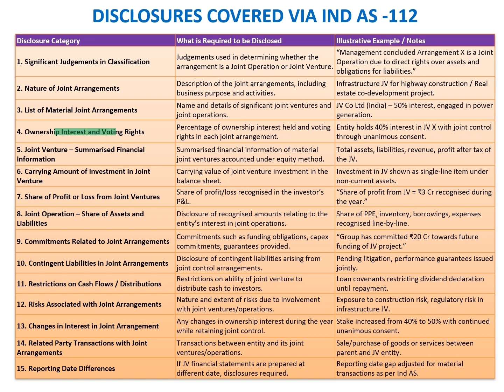ownership interest and the voting rights; for joint ventures, summarized financial information, carrying amount of the investment in the joint venture, and share of the profit or loss in the joint venture; for joint operations, share of the assets and the liabilities; commitments related to the joint arrangement, contingent liabilities in the joint arrangement, restrictions on the cash flow contributions, risks associated with the joint arrangement, changes in the interest in the joint arrangement, related party transactions, and the reporting date differences.